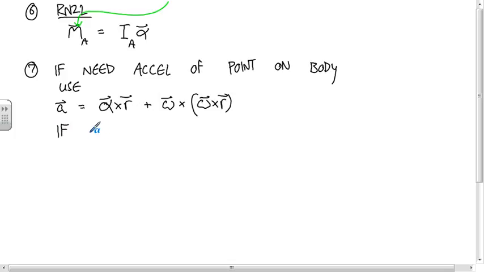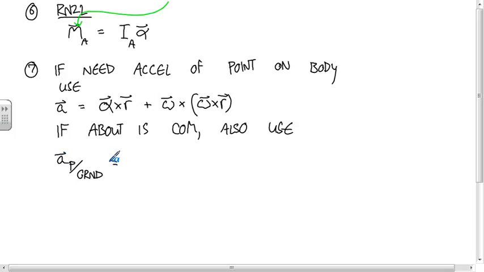And if your about point is the center of mass, also use the relative motion equation that says the acceleration of the point, whatever point you're looking for, relative to the ground is equal to the acceleration of the point relative to the center of mass plus the acceleration of the center of mass relative to the ground.